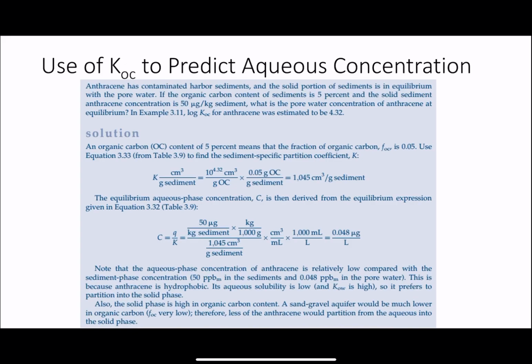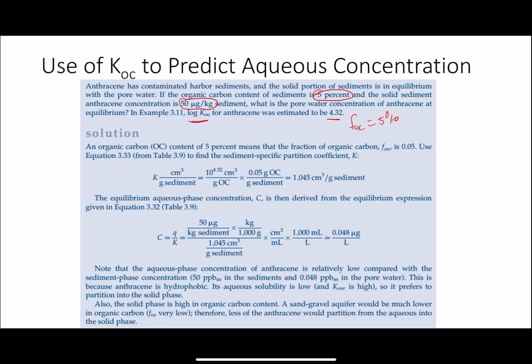This is also another example that we mentioned in class, and we could repeat this one more time. Anthracene has contaminated harbor sediment, and the solid portion of the sediment is in equilibrium with the pure water. The organic carbon content of sediment is 5%. So, this is FOC, 5%. The solid sediment anthracene concentration is 50 microgram per kilogram, okay? Sediment. What is the pore water concentration? Now you have the soil, and you want to know the water concentration of that anthracene at equilibrium. Of course, we did find log KOC from the previous example, 4.32.